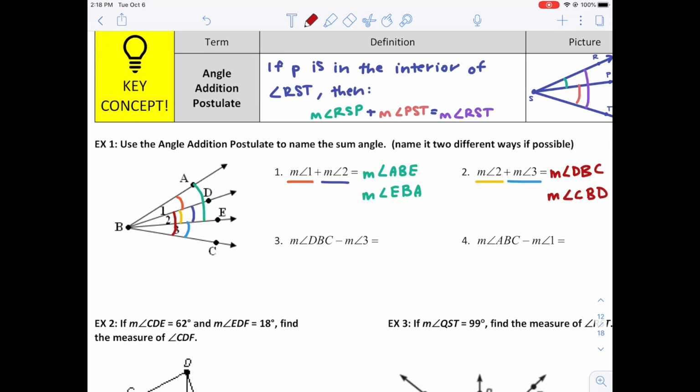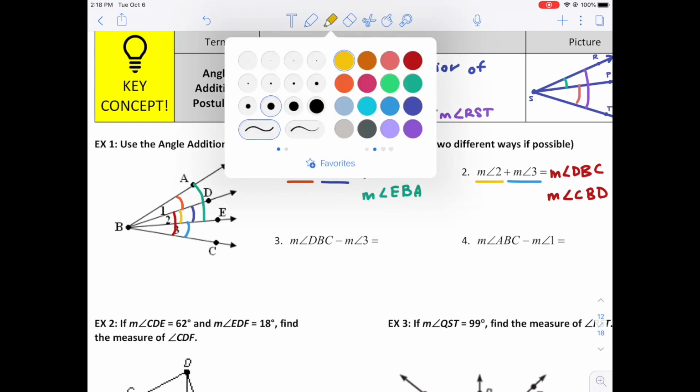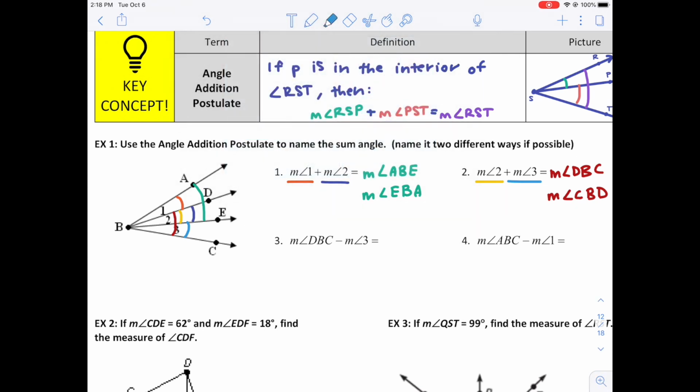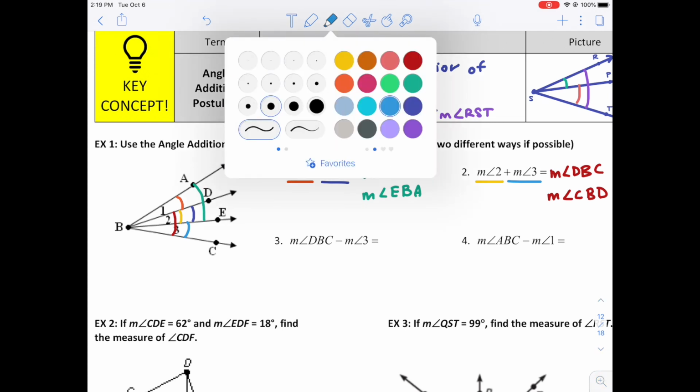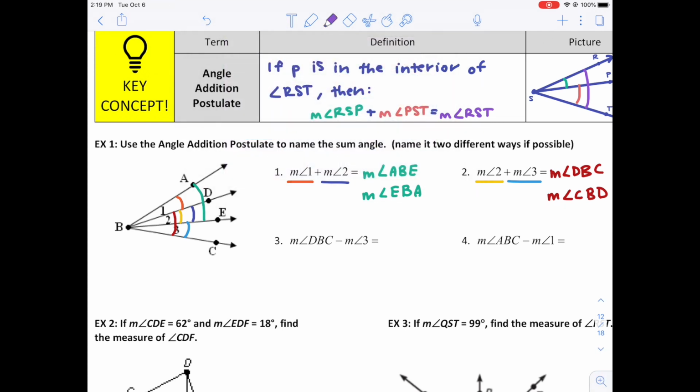Okay, now I'll use the highlighter because I'm running out of colors, and we are now going to be talking about taking a larger section. So we're actually taking the whole quantity and we're removing a part, and we want to see what's left. So for question number 3, it says the measure of angle DBC, and then we're going to take away angle 3.